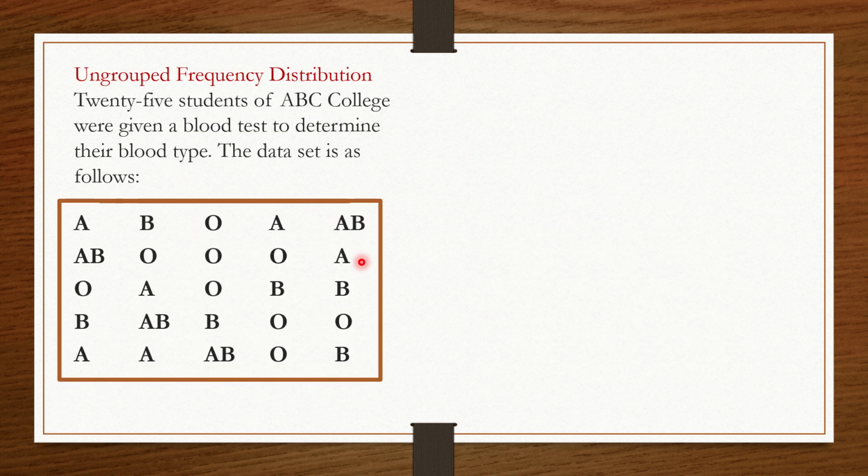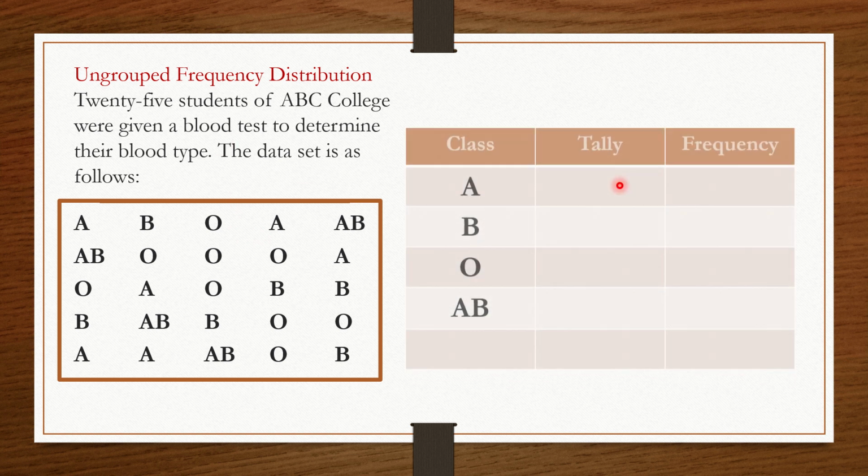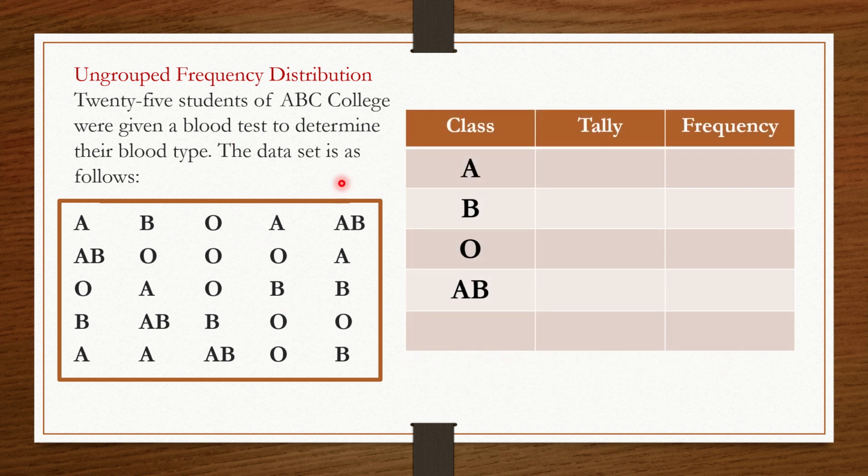So, let's have an example sa ungrouped frequency distribution. So, 25 students of ABC College were given a blood test to determine their blood type. So, the data set is as follows. So, for example is, ito na po yung na-collect natin na data from 25 students. Ito po yung mga blood type nila. I-organize po natin siya using the frequency distribution table. So, ayan. So, ano gagawin?